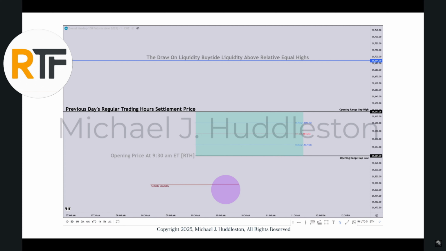But can we just buy anywhere? No, you have to buy in a discount. Then we have an obvious relative equal low sell side liquidity pool. So now we know there's stops there. We know the opening price at 9:30. We know the previous day's settlement price and regular trading hours. And then we know the draw on liquidity. Nothing else matters yet.